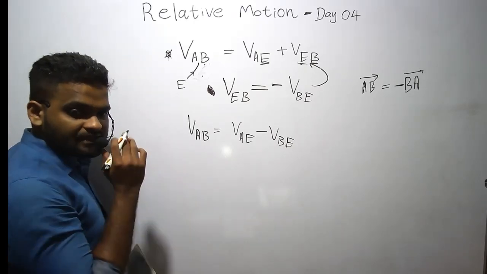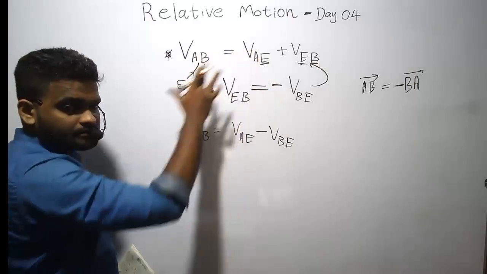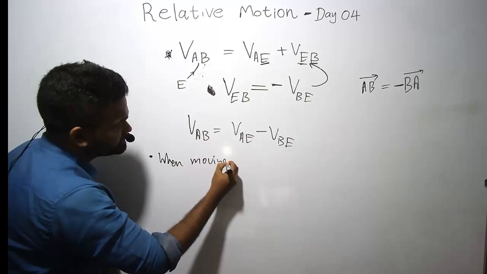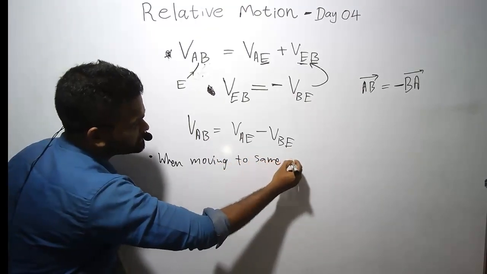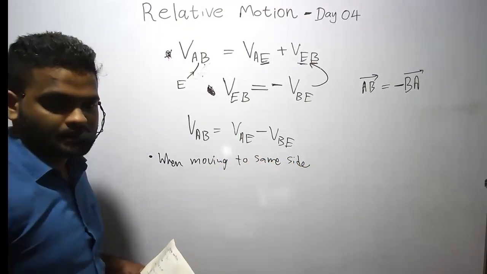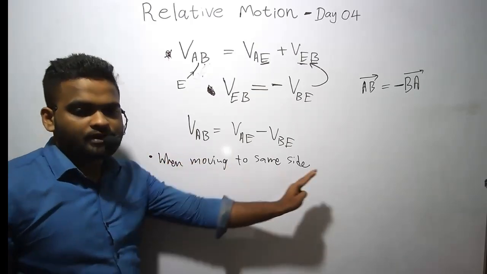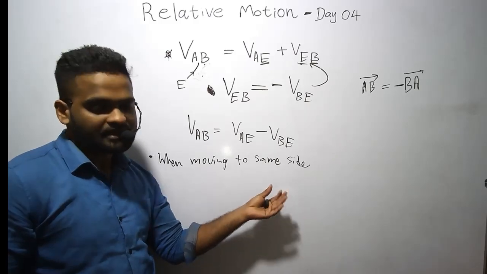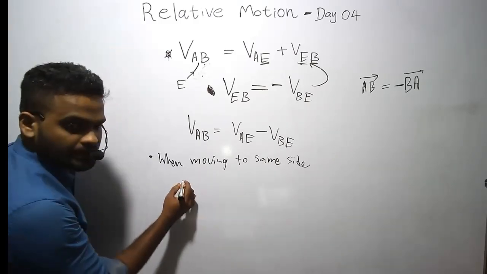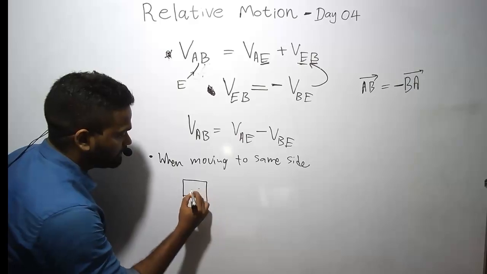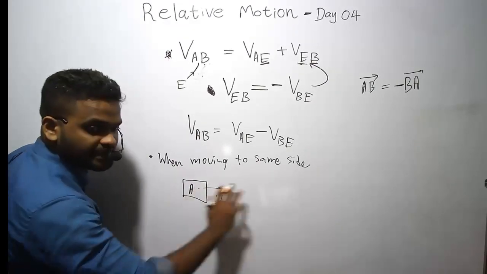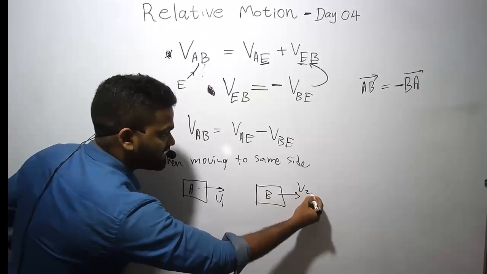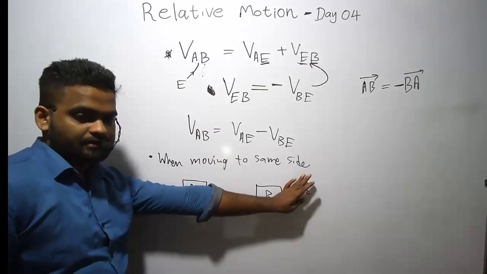So the first application of this whole thing: when moving to the same side. When two objects are moving to the same side, we have to get an expression for the relative velocity between those two. Let's say object A is moving to this side at V1. Object B is moving to this side at V2. So same side, right?